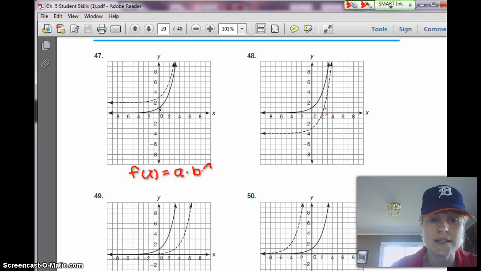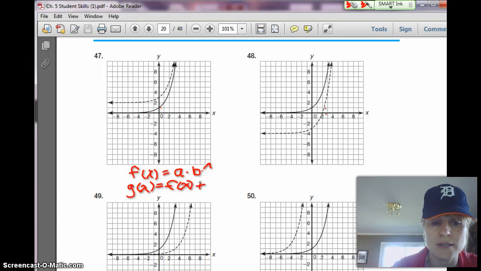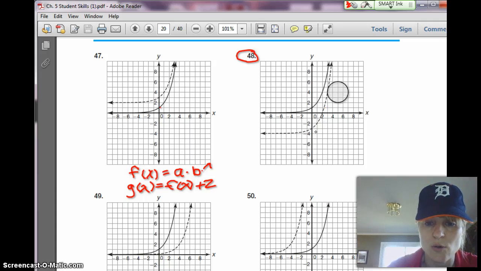So I can see that this is going to go up by 2 units. So I can say my g of x, which is my translated, is the equation of f of x plus 2, because it went up 2. So whatever this equation is, I don't know what it is, but whatever it is, I add 2 to it and it translates up. So I would like for you to try this one, number 48. See if you can come up with the translated equation.